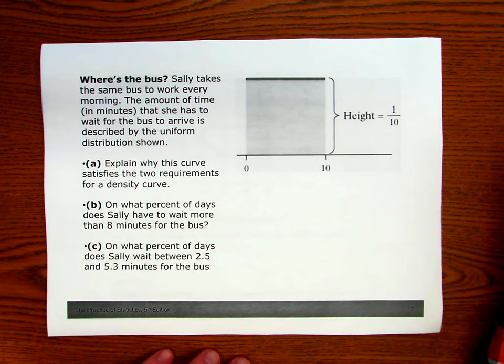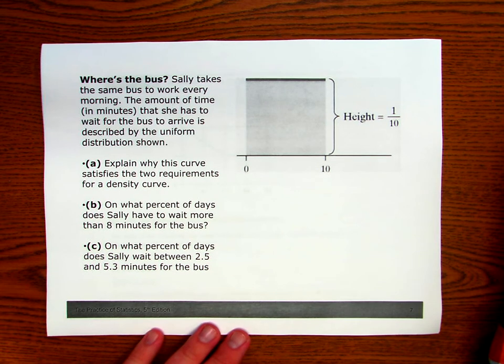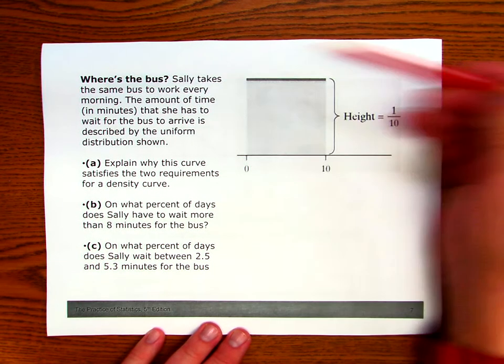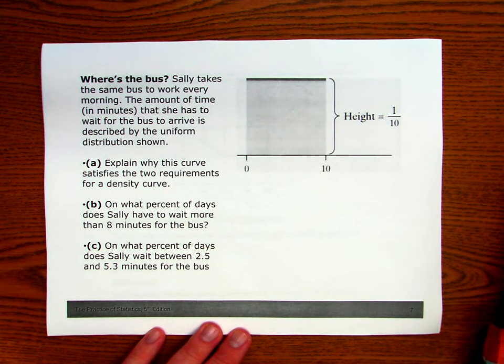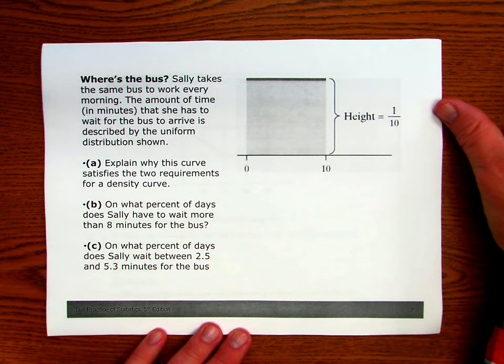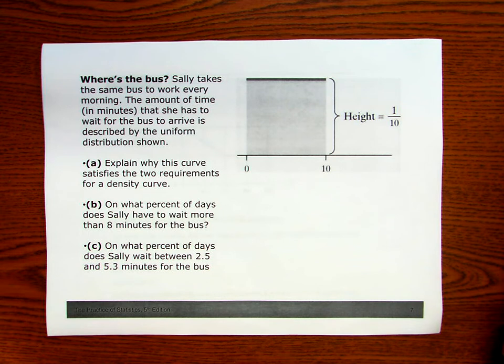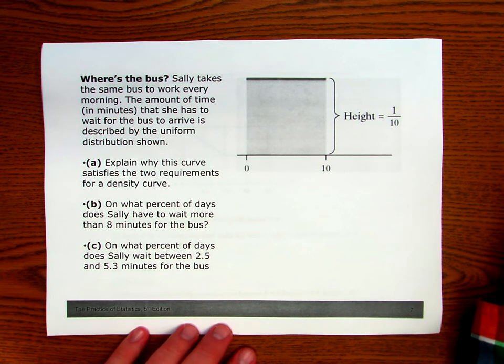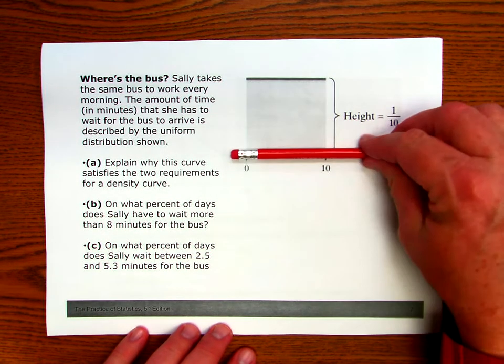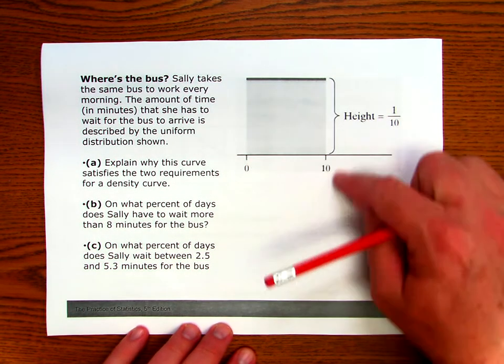All right, the simplest of all density curves, a uniform distribution. Sally takes the same bus to work every morning. The amount of time in minutes that she has to wait for the bus to arrive is described by the uniform distribution shown. Okay, part A, explain why this curve satisfies the two requirements for a density curve. All right, the two requirements for a density curve are that the entire curve is at or above the x-axis, or the horizontal axis. It is. There's no part of the curve that falls below it.